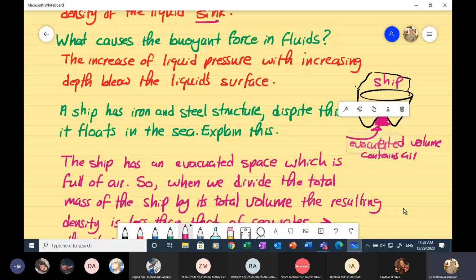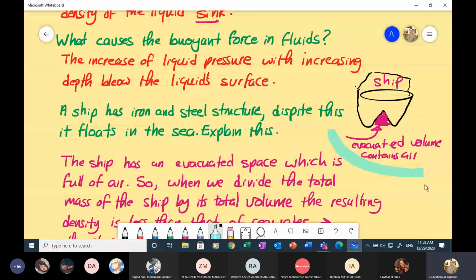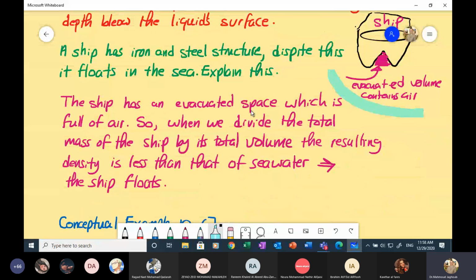This has no lead and no steel. This is evacuated. Evacuated volume contains air. Okay? So the ship has an evacuated space which is full of air. So when we divide the total mass of the ship by its total volume, which contains this air, the resulting density is less than that of seawater, and the ship what?